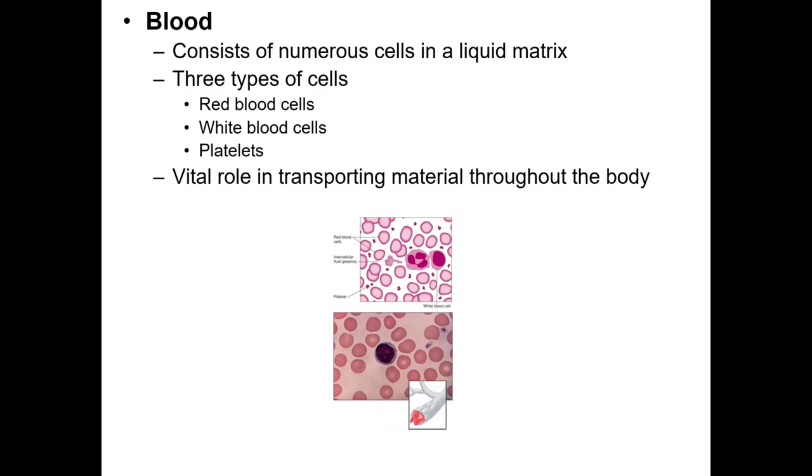It provides defensive leukocytes. It contains clotting agents to minimize bleeding, and platelets secrete growth factors that promote tissue maintenance and repair. It is found in the heart and all the vessels. And there are red blood cells, white blood cells, and platelets. Red blood cells deal with oxygen. White blood cells deal with infections. And platelets deal with clotting factors.